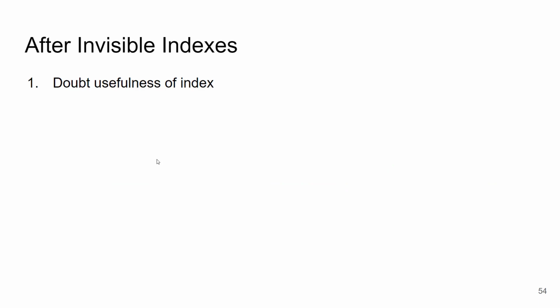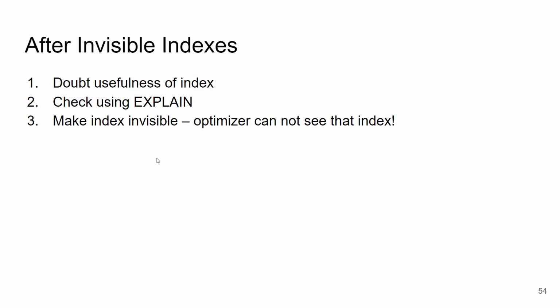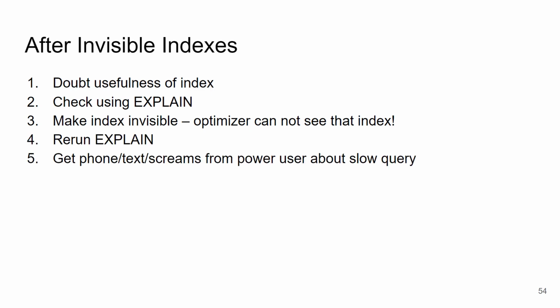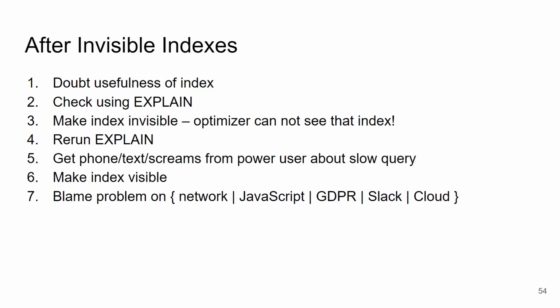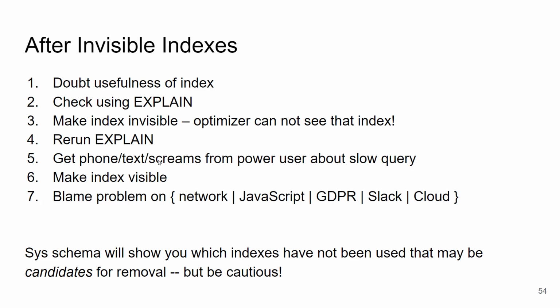After invisible indexes, you doubt the usefulness of the index, you check it using explain, you make that index invisible. The optimizer for the entire system cannot see that index. You rerun explain, and if you start getting the complaints, you make the index visible, and then you have to worry about how you blame it: network, JavaScript, GDPR, Slack Cloud, just something. But for a short time, that index was unavailable.